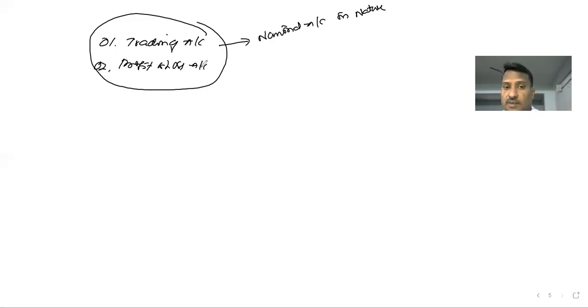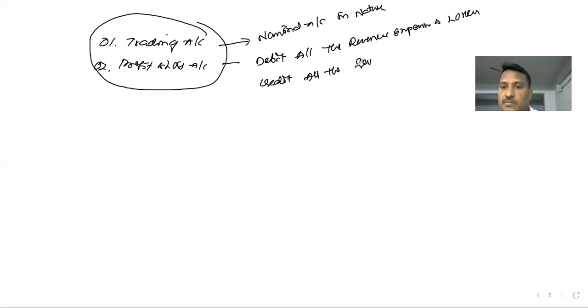So in these two accounts, debit all the revenue expenses and losses, and credit all the revenue incomes and profits. So the trading and profit and loss account records all the revenue expenses and revenue incomes.